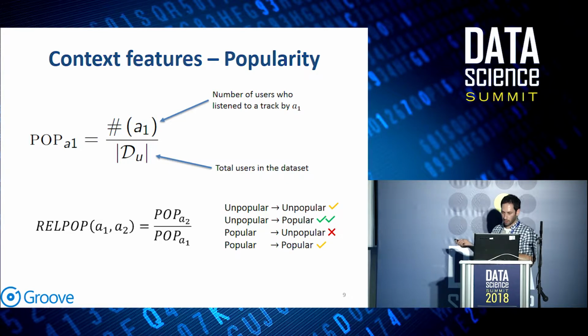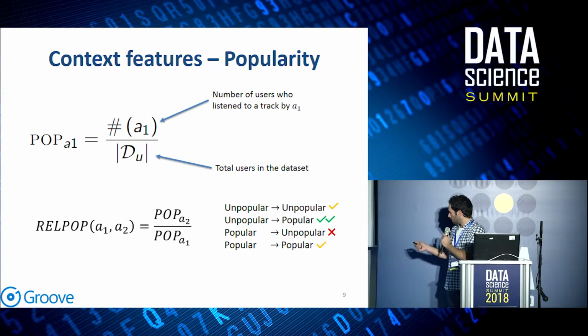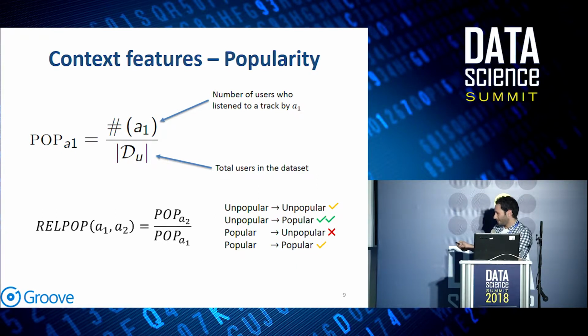And this specific function has the ability to penalize transitions between a currently playing popular track to an unpopular track. And alternatively, it strengthens transitions from unpopular tracks to popular tracks.